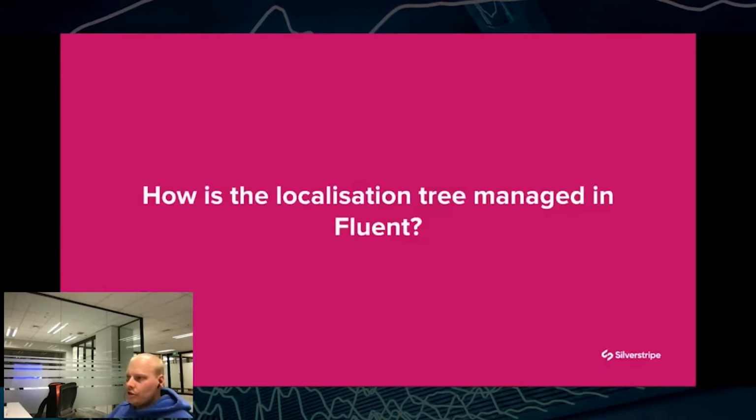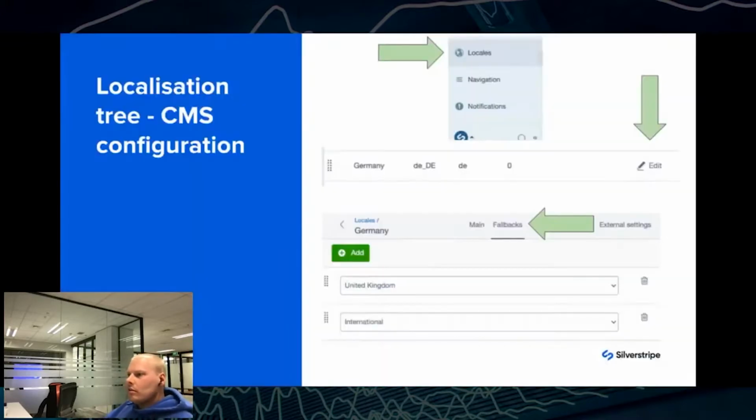So how is this managed in the CMS? Localization tree is managed through CMS model admin under the locale section. So you can just find your locale record and basically set up fallbacks for it. Unfortunately, there is no capability of the Fluent module to draw out the localization tree. It's just managed, and you have to imagine it, I guess. But it's very, very simple to set it up.